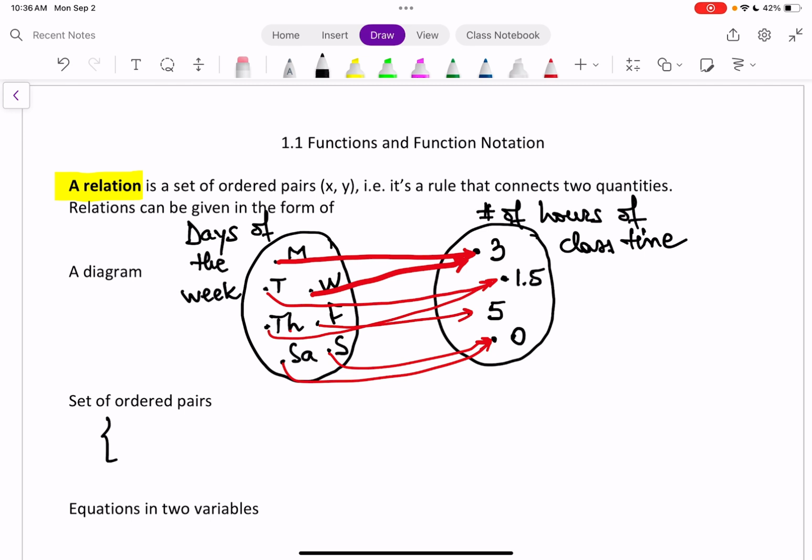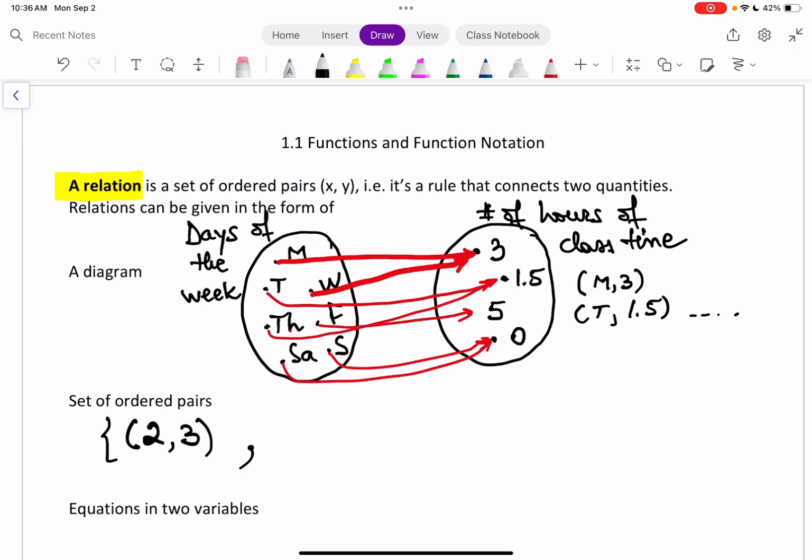So as I said, a relation is simply a set of ordered pairs. By the way, the set of ordered pairs I have created here, even with my diagram, would be Monday is paired up with 3 hours, right? Tuesday is paired up with an hour and a half, and so on and so on. So we did show this relationship with a diagram, but these relations can definitely be made up into ordered pairs as well. So here, let me give you a set of ordered pairs.